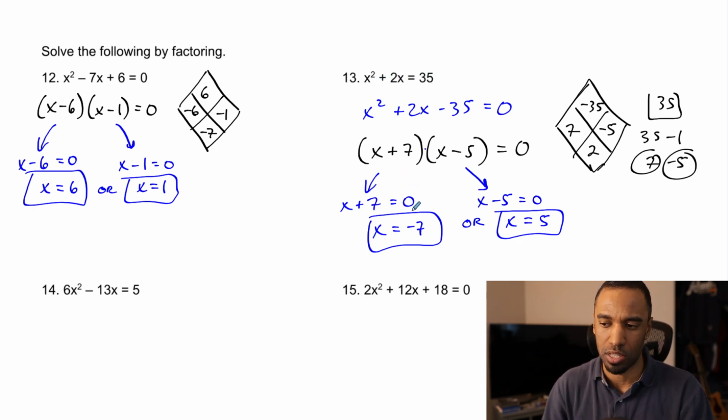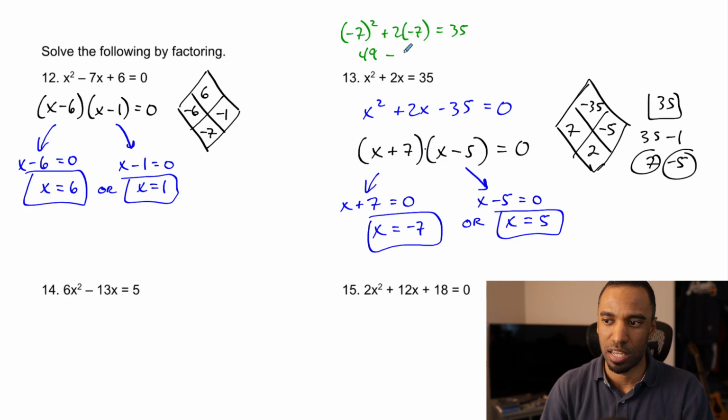Let me double check one of these with you guys. Negative 7, if I substitute negative 7 in here, I get negative 7 quantity squared plus 2 times negative 7 equals 35. Negative 7 quantity squared is positive 49. 2 times negative 7 is negative 14. 49 minus 14 equals 35. Yeah, 35 equals 35. That one checks out.